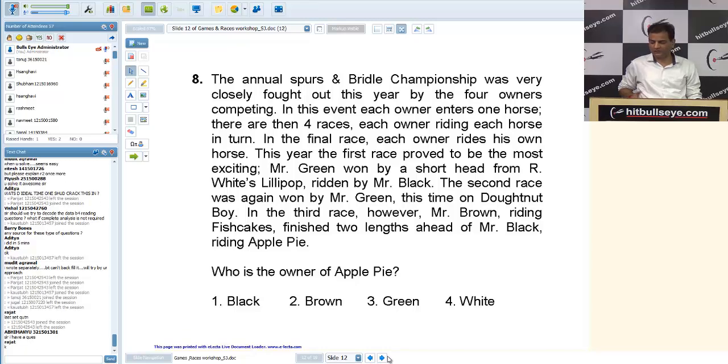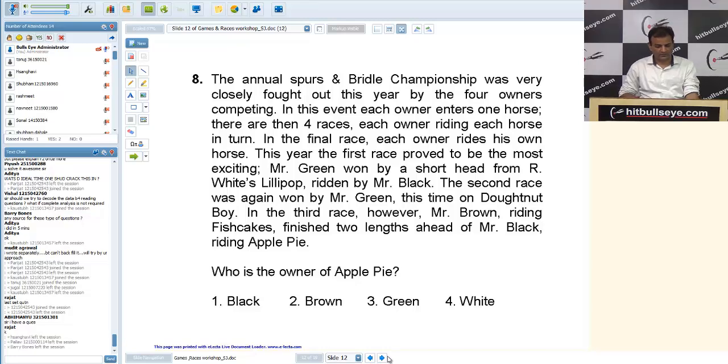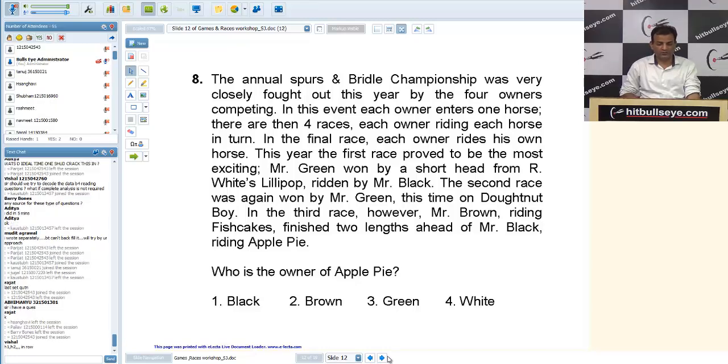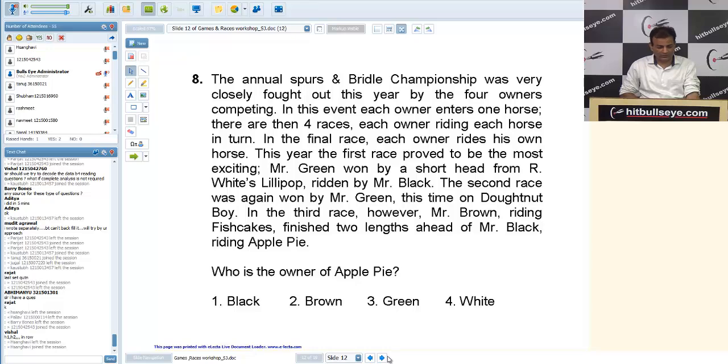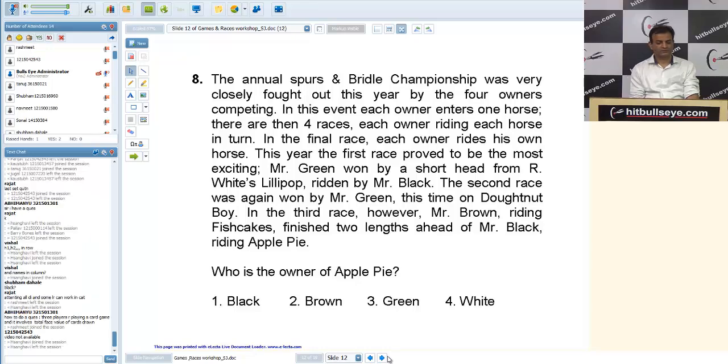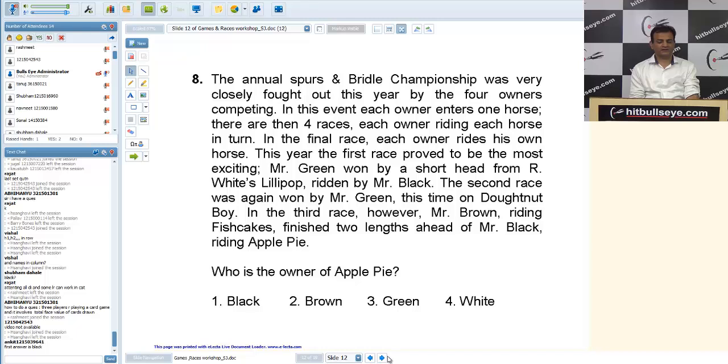Just do that, because it is already 7:40, so we are left with 20 minutes. So please read it. Again you have to see very carefully who is the owner, what is the name of the horse and what is the name of the owner. Just again try to make the grid.